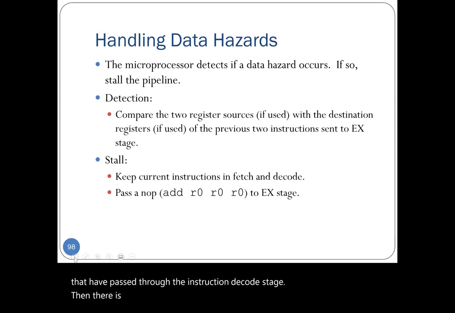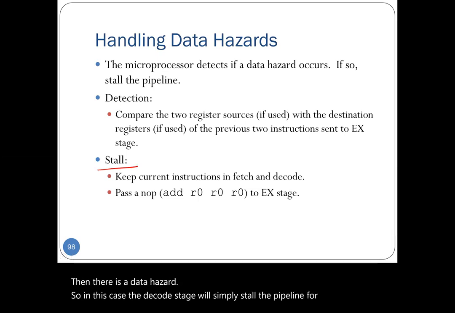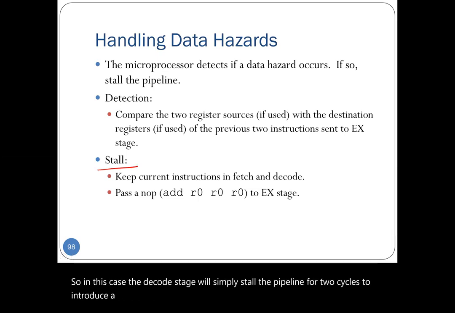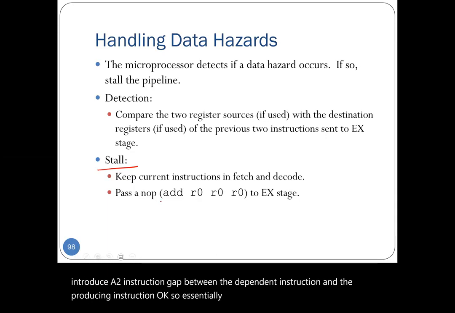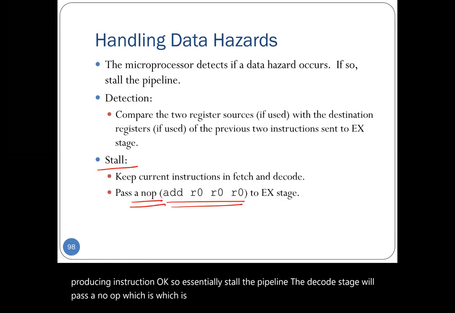In this case, the decode stage will simply stall the pipeline for 2 cycles to introduce a 2 instruction gap between the dependent instruction and the producing instruction. Essentially, to stall the pipeline, the decode stage will pass a no-op, which is basically a null instruction that does not do any useful work, to the next stage, the execute stage, for 2 cycles.